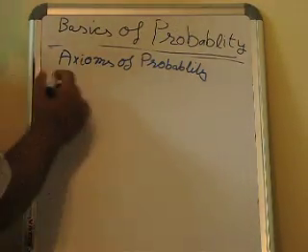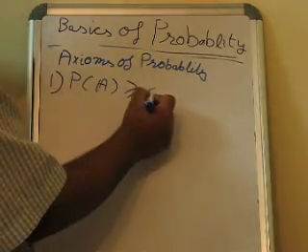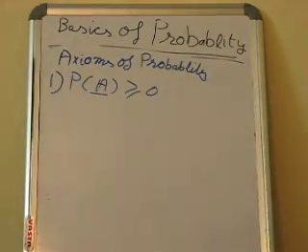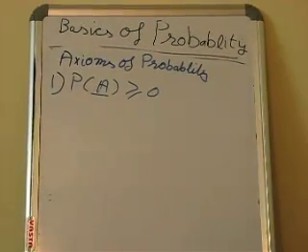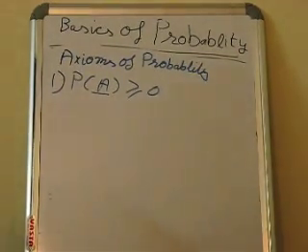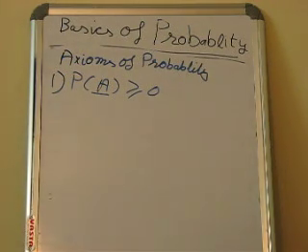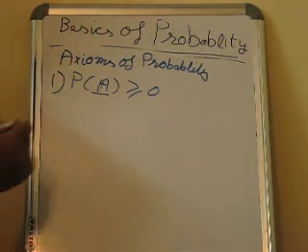Here, the first axiom is that the probability of A, P(A), is always greater than or equal to 0, where A is some event, which can be anything like tossing a coin or whatever it is. With this axiom, we say that the probability of the occurrence of any event is always non-negative, a real number.